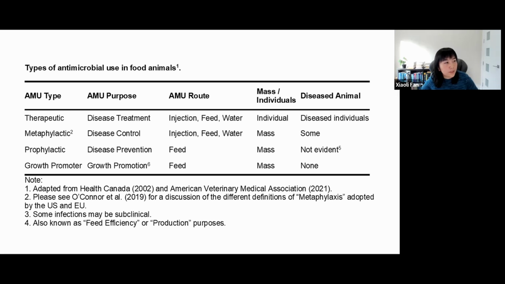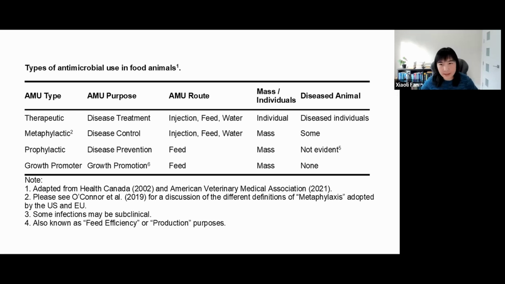So those were the feed routes, and metaphylactic here is a little bit tricky. I think in Canada and the US, we have a little bit different definition of metaphylaxis than the EU. So it's kind of a vague definition here. So the FDA said metaphylaxis is for disease control, so it could be either disease treatment or disease prevention. I think they're doing that on purpose here.